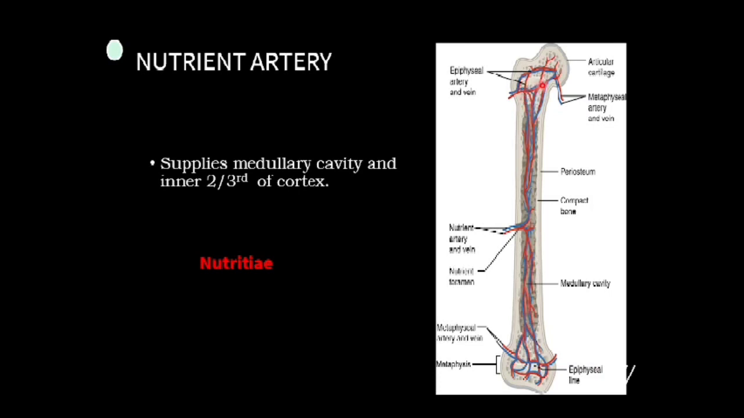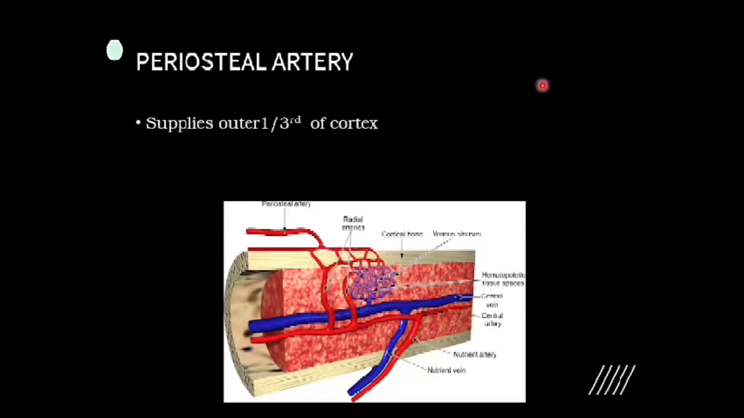After entering the metaphysis, they form hairpin loops. These loops in turn anastomose with the periosteal, juxtaepiphyseal and epiphyseal arteries. So I initially said that the metaphysis is the most vascular area of the long bone. That is because the hairpin loops formed in the metaphysis anastomose with all the other sets of arteries. Next set is the periosteal artery.